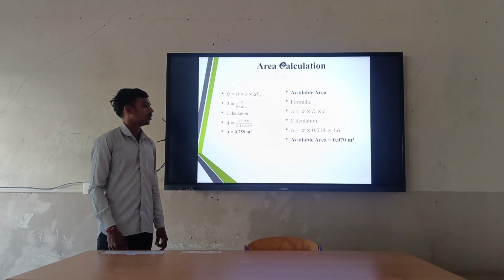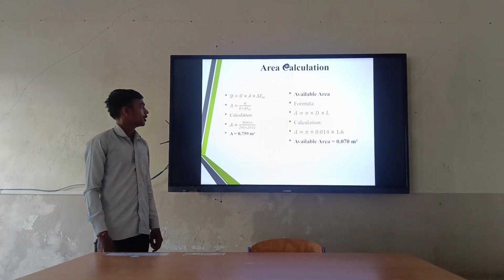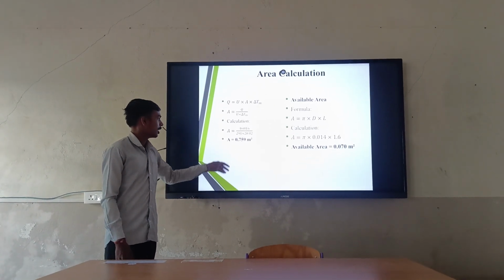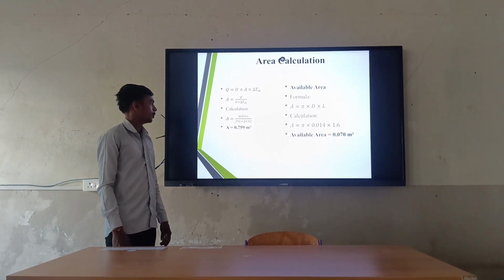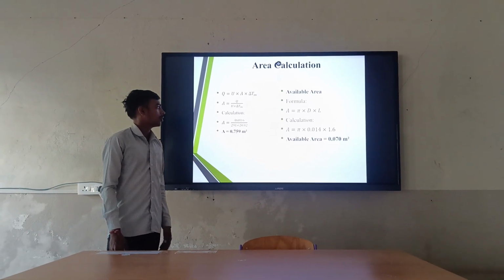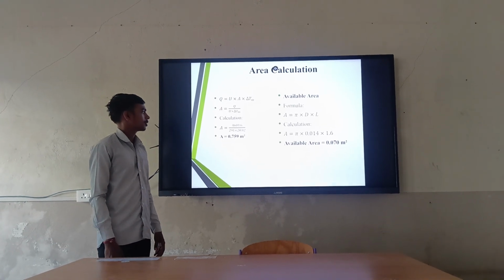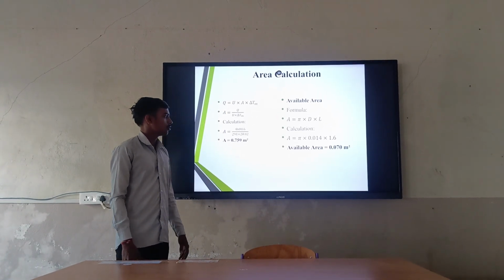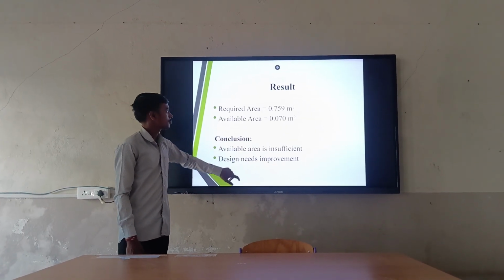Next step is area calculation. Q is equal to U into A into delta Tm. Our area is 0.759 meter square. Available area formula is A is equal to pi into D into L. Calculation: available area is 0.017 meter square.